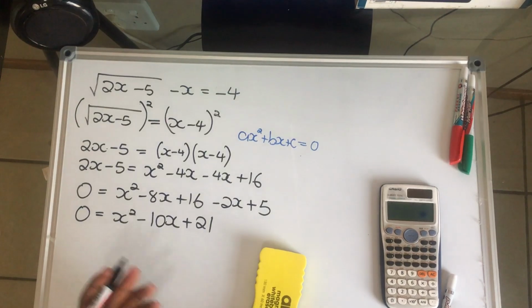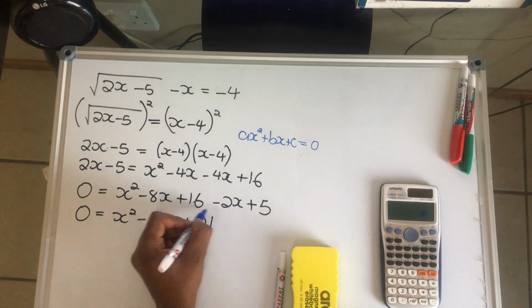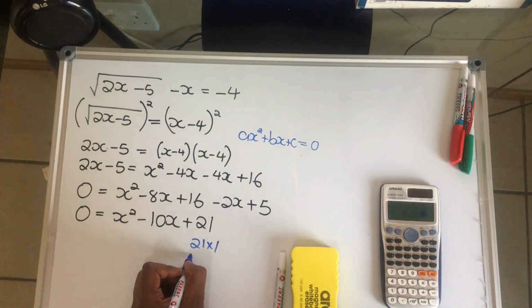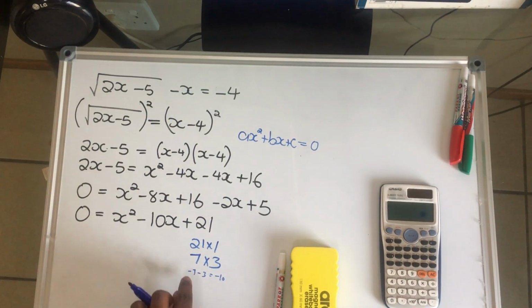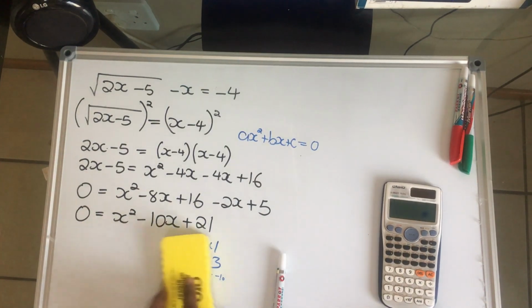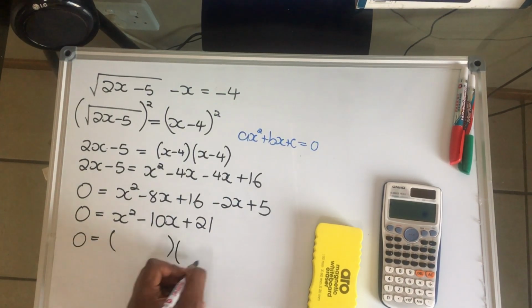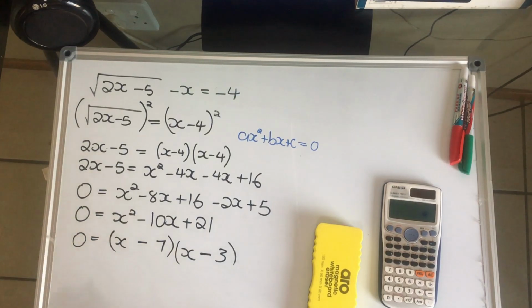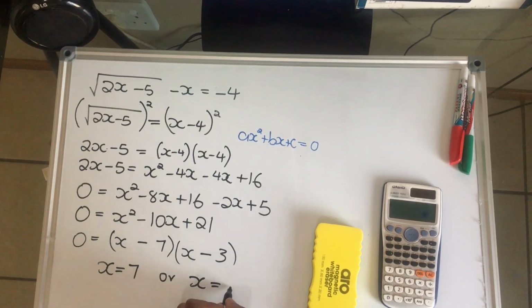So can we factorize this? Yes, we can, because we look for factors of 21 that add or subtract to give minus 10. Factors of 21 are 21 times 1 and 7 times 3. So we take minus 7 and minus 3, which gives minus 10. So the factors are minus 7 and minus 3. Because a quadratic equation has only 2 factors, we have 2 brackets. For x squared we get x and x, and for 21 we get 7 and 3, with the signs giving minus 10 from minus 7 and minus 3. So our x is 7 or our x is positive 3.